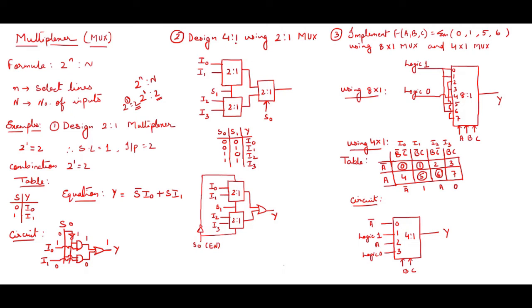So 4:1 means 4 inputs should be there, 1 output should be there. You can see I0, I1, I2, I3, 4 inputs, and 1 output. If I draw a box in this way, you will find there are 4 inputs and only 1 output. Now see how many 2:1 muxes I have taken: 3, 1, 2, 3. Each 2:1 takes 2 inputs and 1 output, but altogether they are behaving as a 4:1. So I have taken I0, I1, I2, I3.